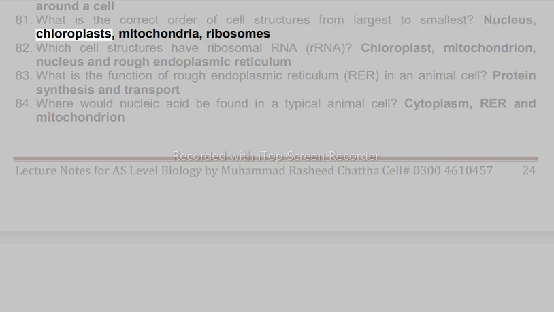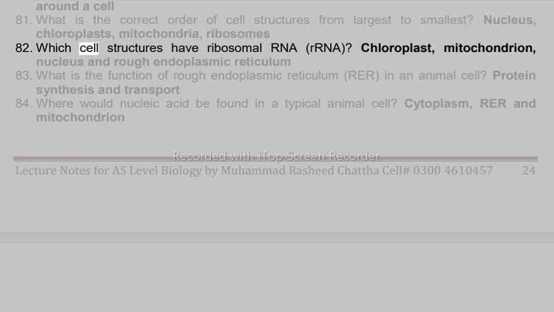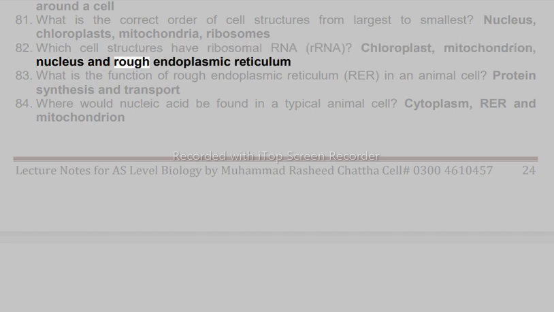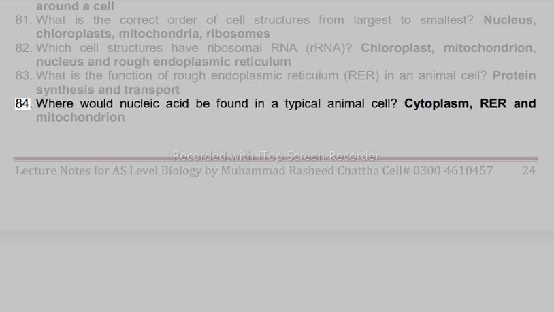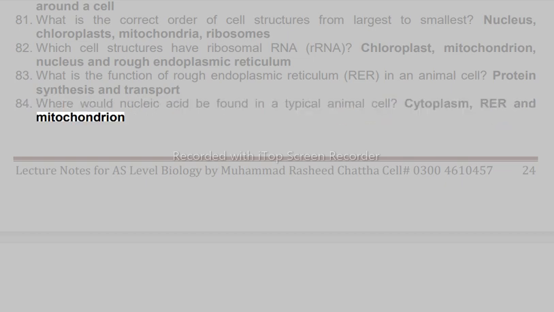81. What is the correct order of cell structures from largest to smallest? Nucleus, chloroplasts, mitochondria, ribosomes. 82. Which cell structures have ribosomal RNA? Chloroplast, mitochondrion, nucleus and rough endoplasmic reticulum. 83. What is the function of rough endoplasmic reticulum, RER, in an animal cell? Protein synthesis and transport. 84. Where would nucleic acid be found in a typical animal cell? Cytoplasm, RER, and mitochondrion.